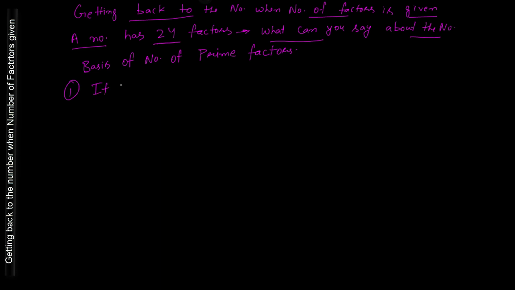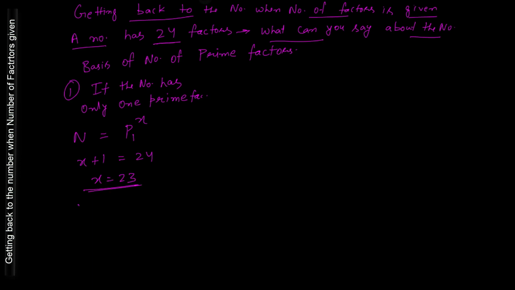If the number has only one prime factor, how do you make out here? Okay, only one prime factor. Then the number has to be of the form some prime factor, let's call it P1 to the power x. And the number of factors will be x plus 1, and that is given as 24. Is it okay? x equals 23, right. So the structure of the number here has to be n equal to that prime factor to the power 23. The prime number could be anything, don't worry about that. I just want to show what you can think or how you have to think.